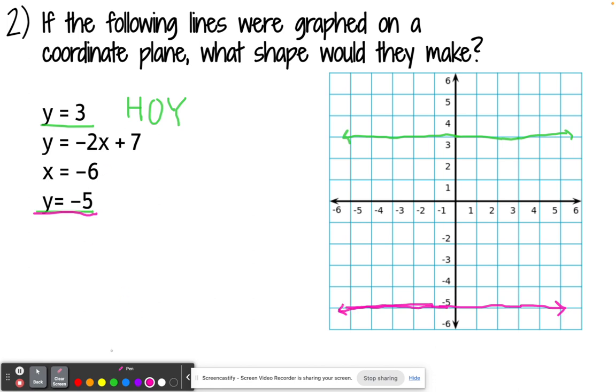I have an x equals -6. You might want to remember you have your VUX. Vertical lines with an undefined slope are x equals. So -1, 2, 3, 4, 5, 6 is right here. And it is a vertical line. So I'm going to have to extend my other two lines to meet up with that one.